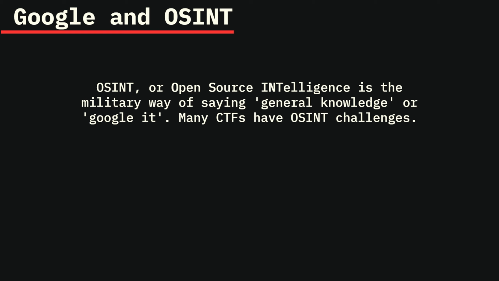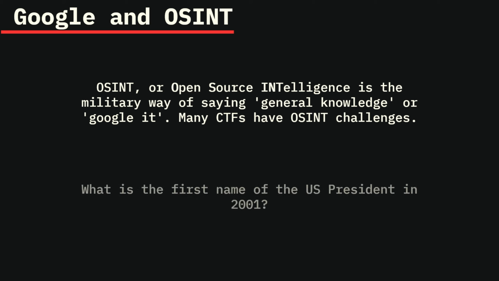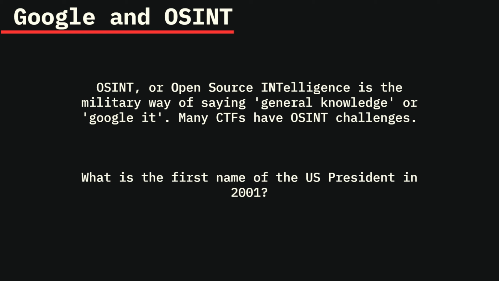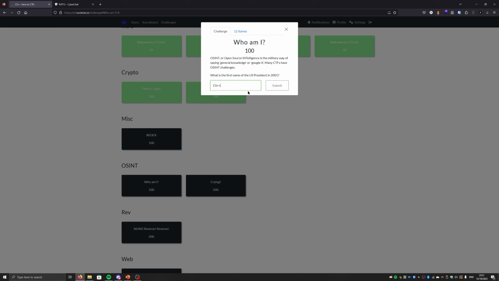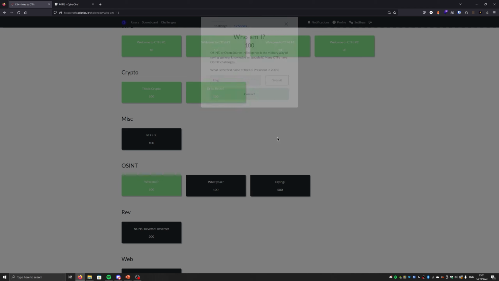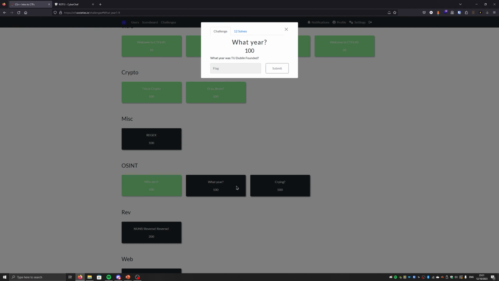So our first OSINT challenge on CTFD is "Who am I?" And the question for that is, what is the first name of the US president in 2001? Now that is CS++. George W. Bush.